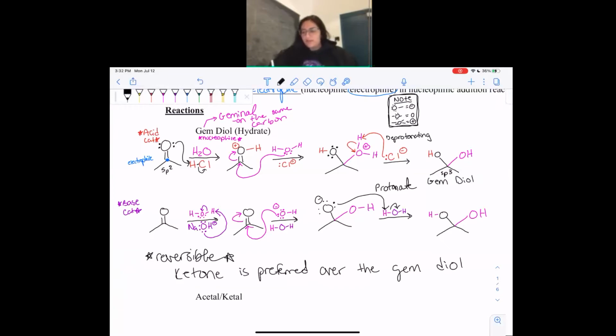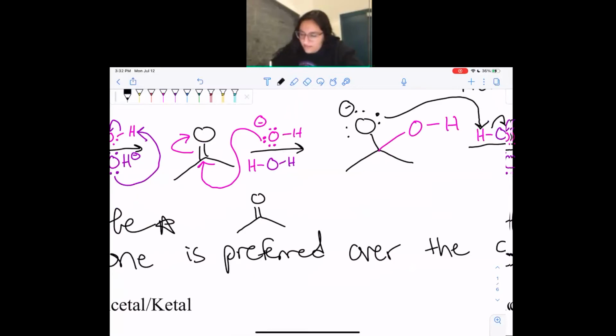Okay, so in summary, we have the ketone with H2O and catalyst. And when we draw the equilibrium arrows, it looks like, so, wow, that's really ugly. I'm going to zoom in. The equilibrium looks like this. So equilibrium is going to be on the side of the ketone.